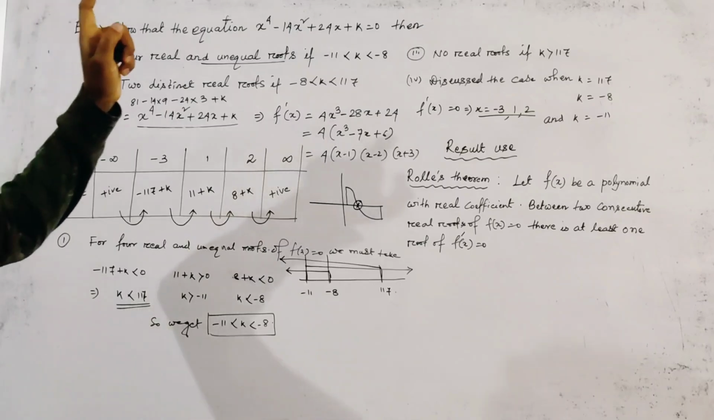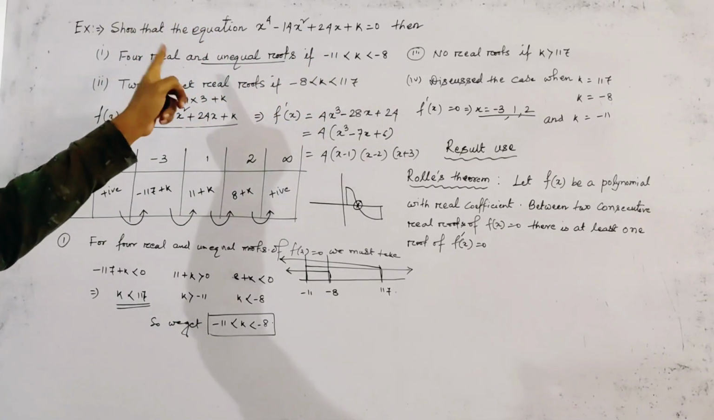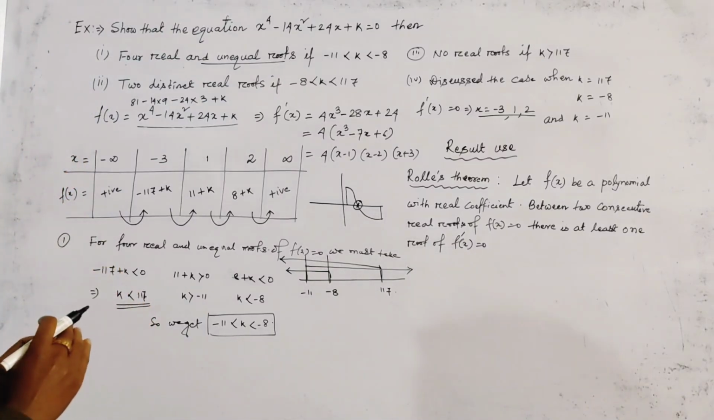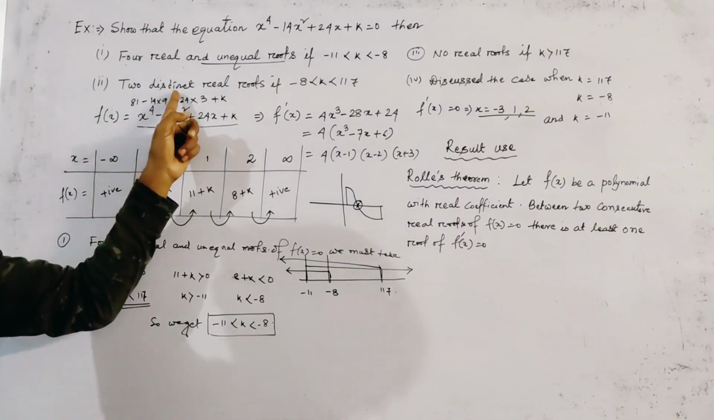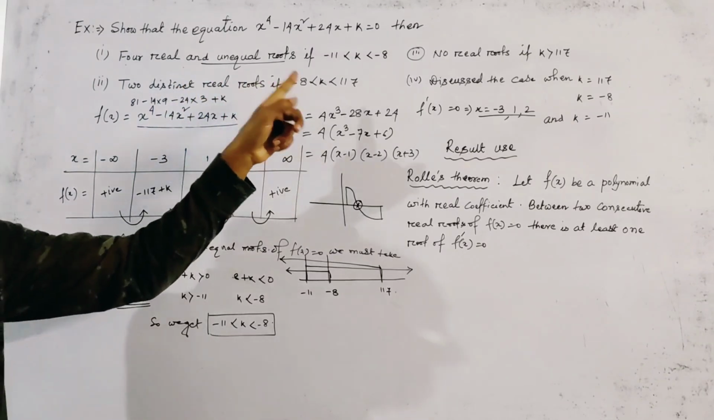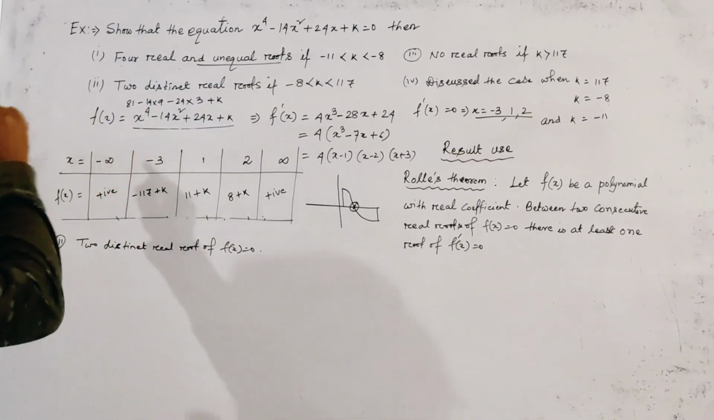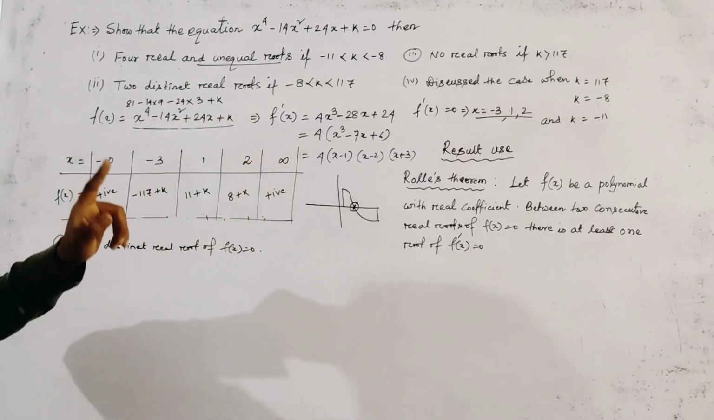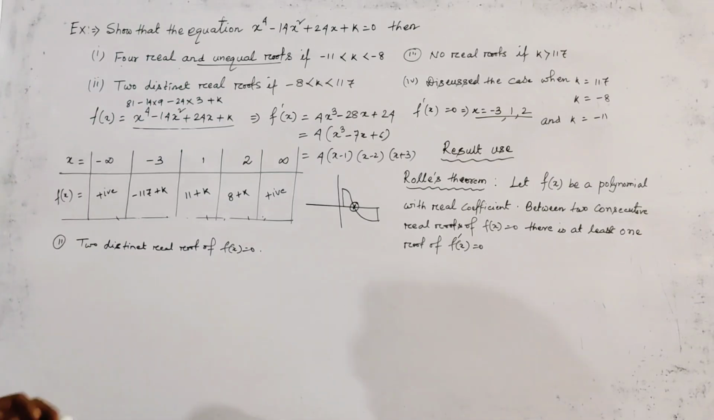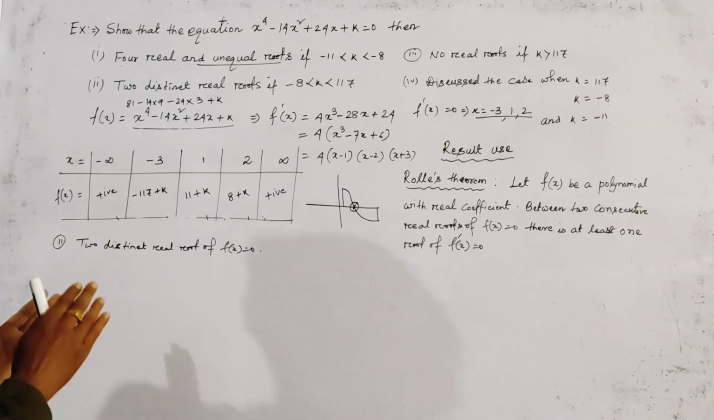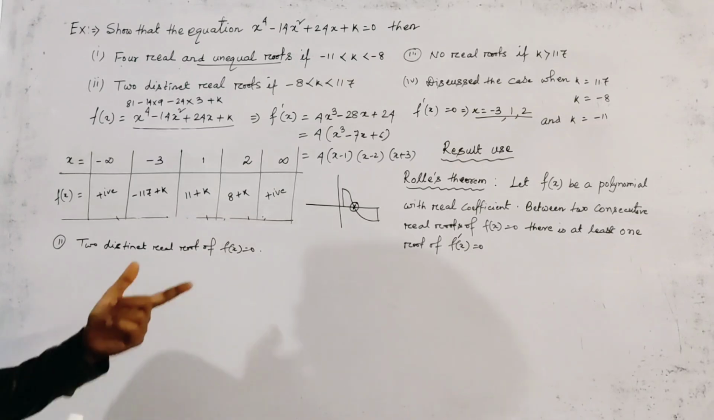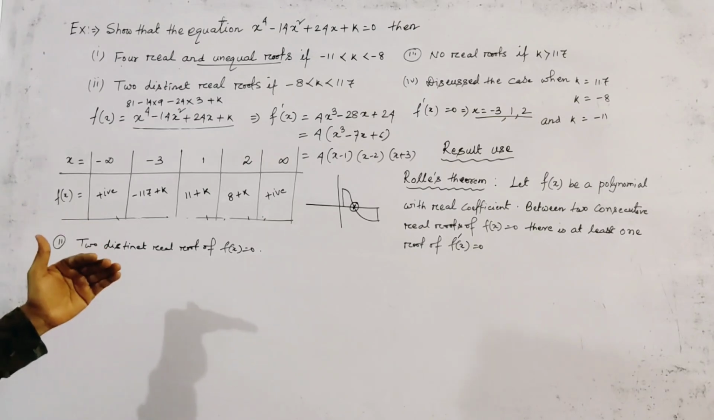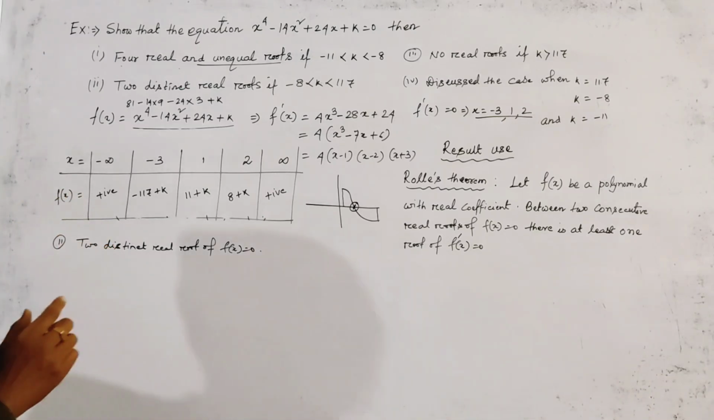Right? And for this value of k, we get 4 real and unequal roots of this equation. Now we go to the second case, that is 2 distinct real roots. Now for case 2, we require 2 distinct real roots of f(x) equal to 0. And for 2 distinct real roots, there must be only 2 changes of sign in this interval. Okay, so more than one subcase arises. We discuss one by one.